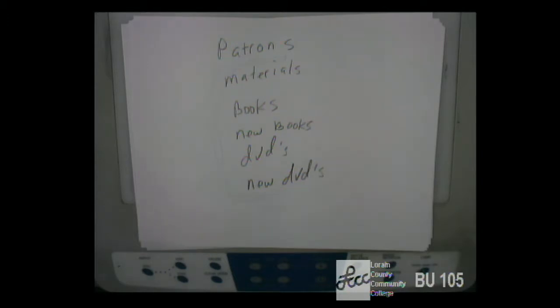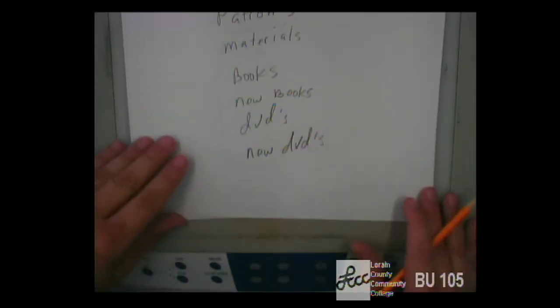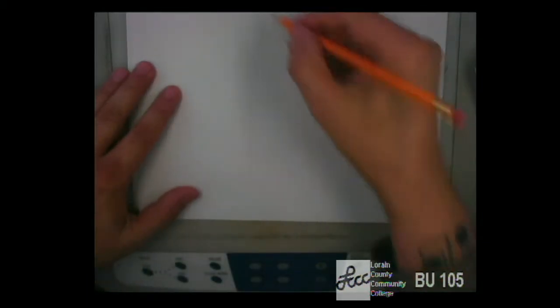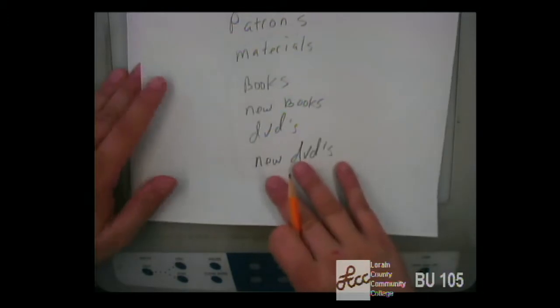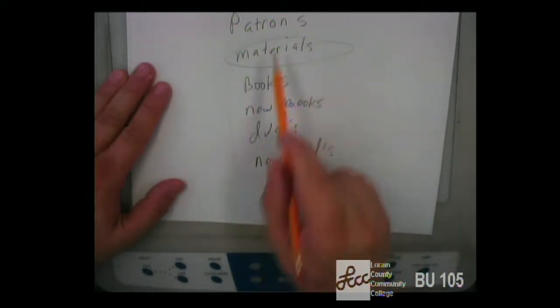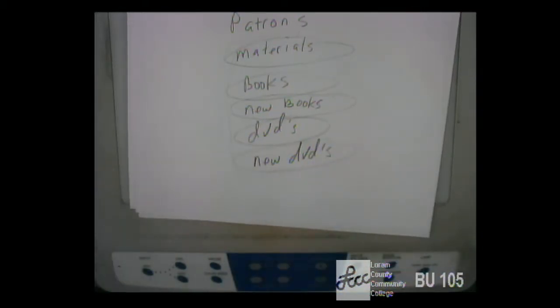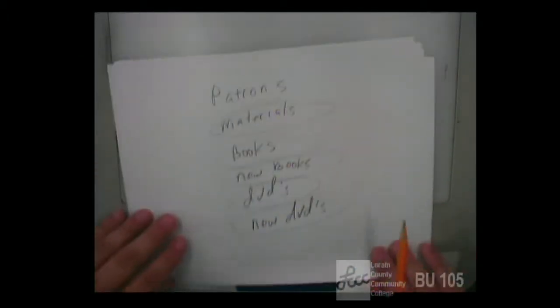So, what are we going to have then? How would you inherit these? You could probably do this a couple different ways. Really, a lot of this, you could do a couple different ways that would be effective. But what makes most sense? Yes? Books and DVDs inherit from materials.